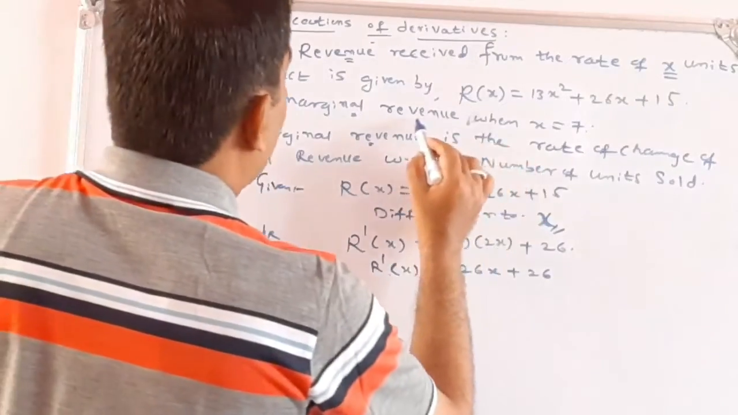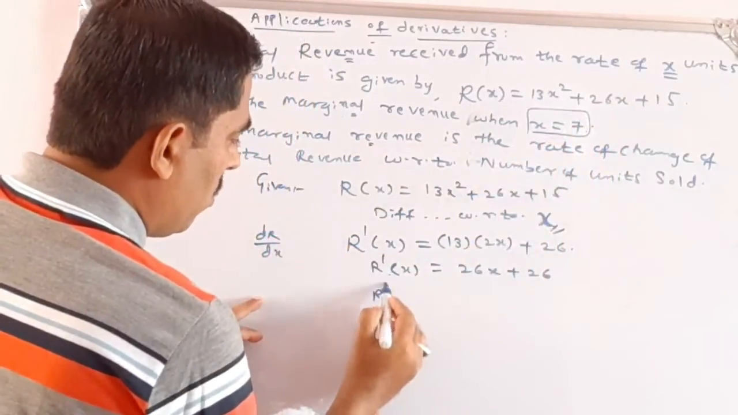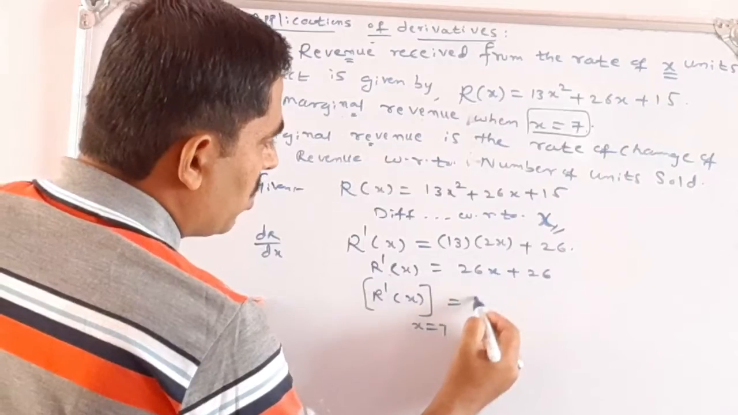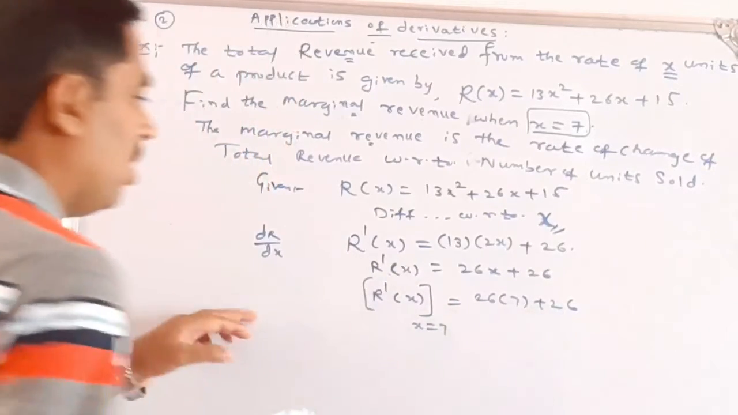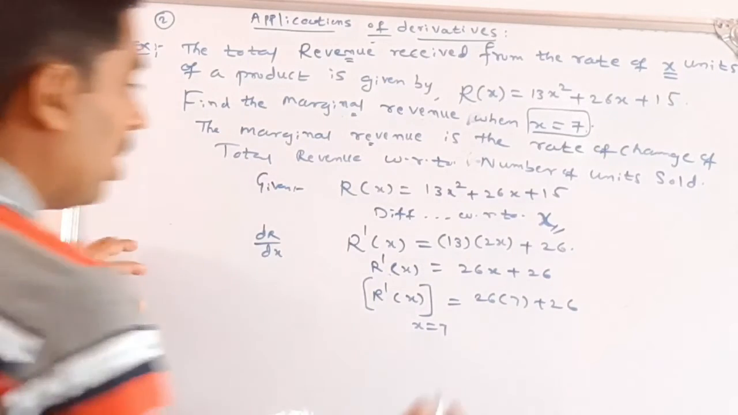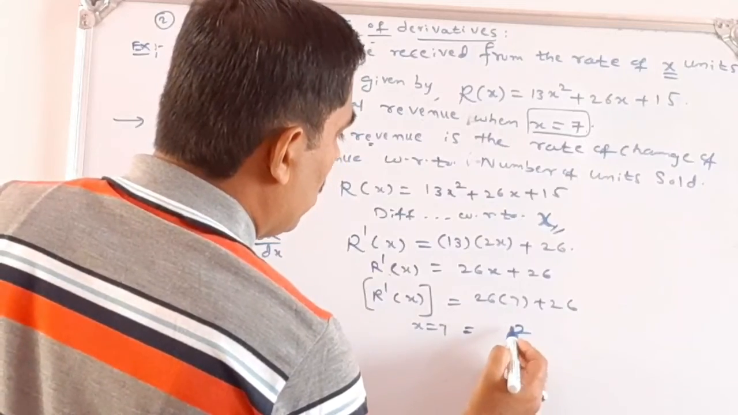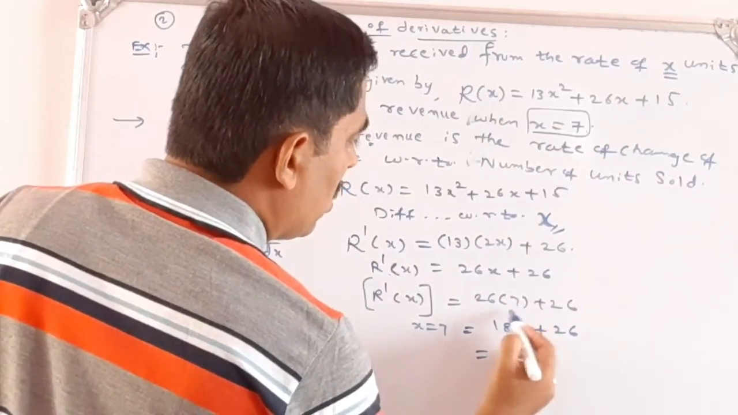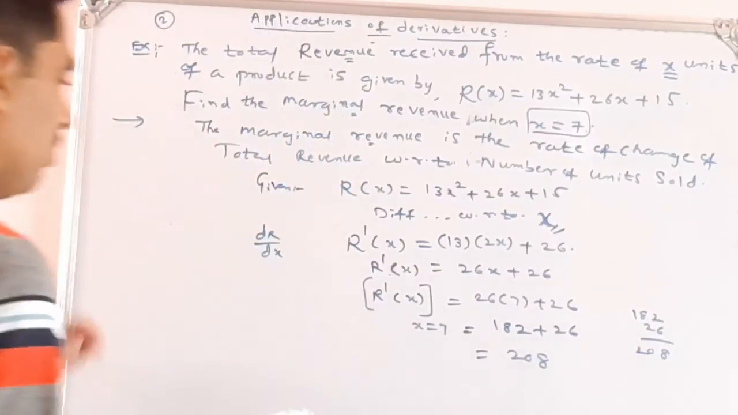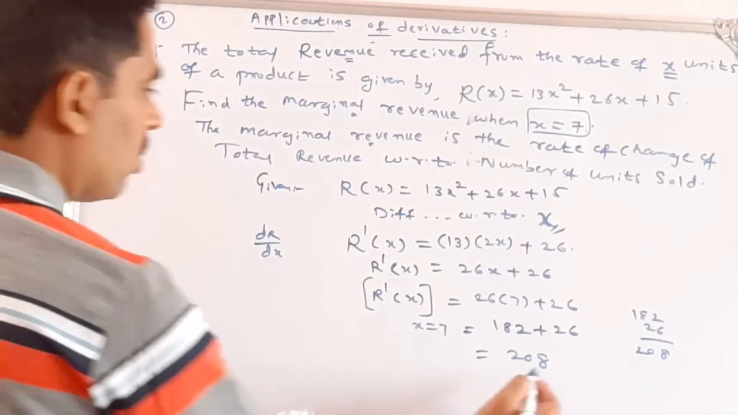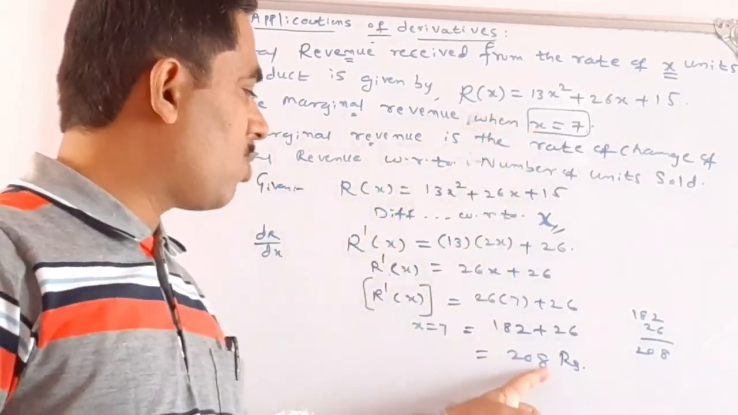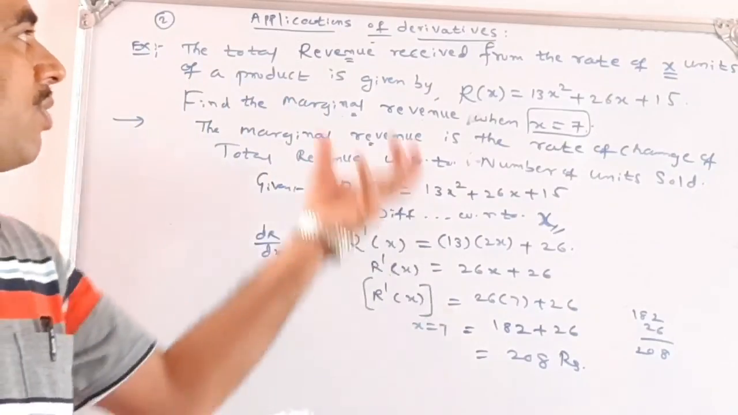So we have to find marginal revenue when x is equal to 7. So substitute 7 here: 26 into 7 plus 26. We have to simplify that. 26 into 7 is 182, plus 26, that is 208. Revenue means rupees. So marginal revenue when x is equal to 7 is 208 rupees. So in this way we can make use of the derivatives.